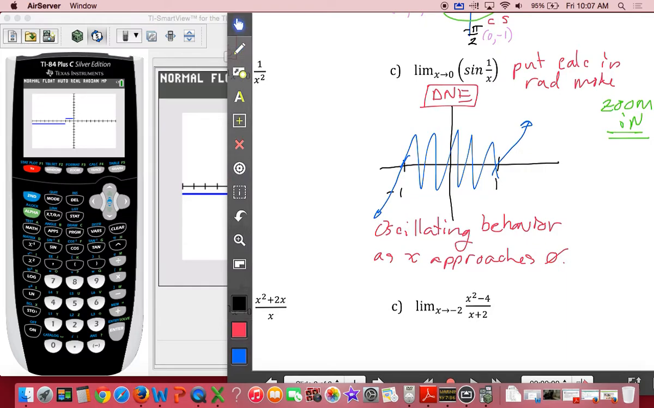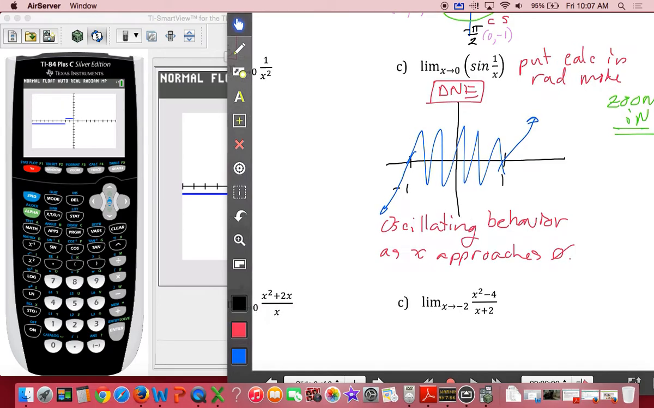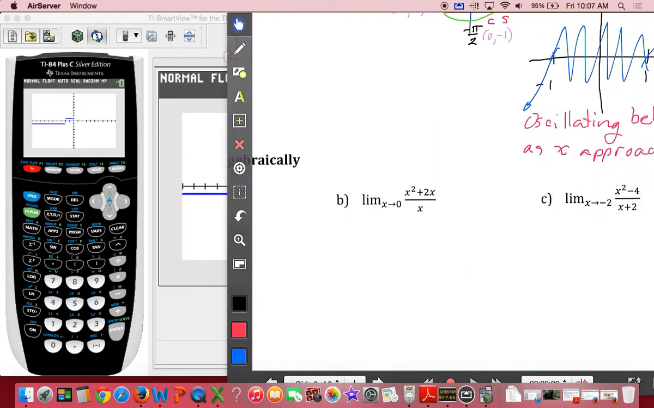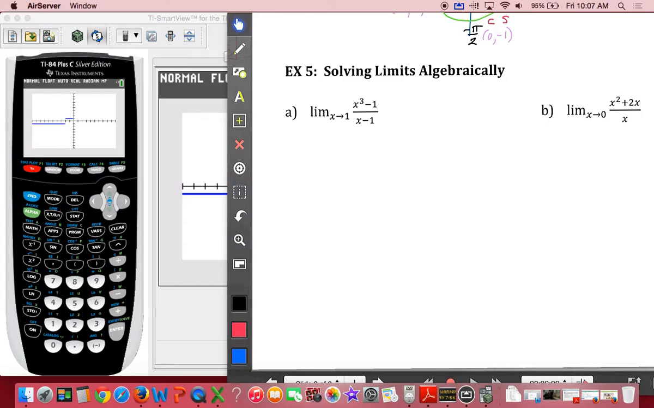Then look at the last part here. This will go pretty quickly because we're going to use our algebra this time. On question A, I still cannot use direct substitution. Why? Yeah, you get 0 in the denominator.